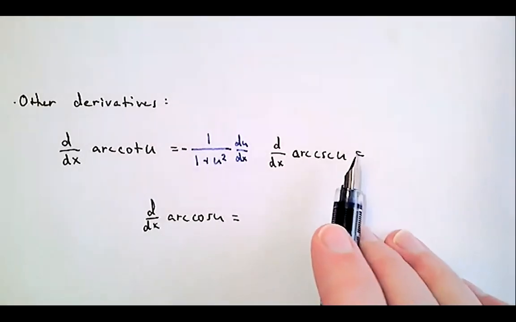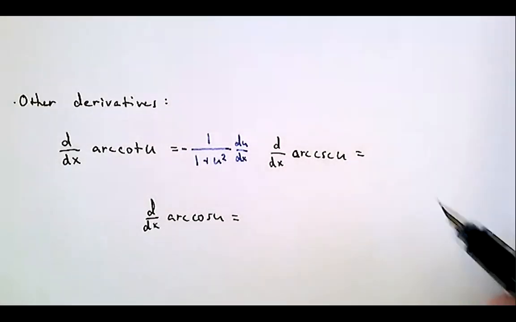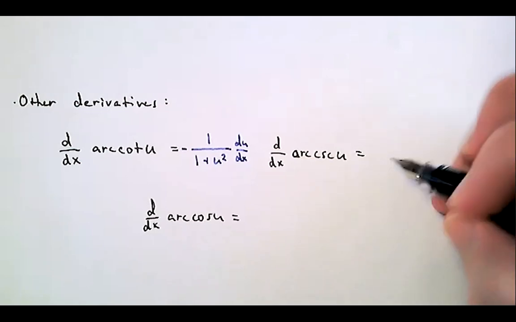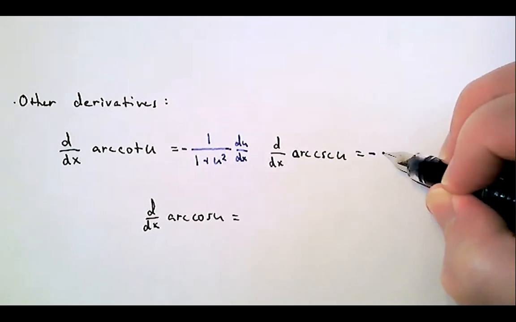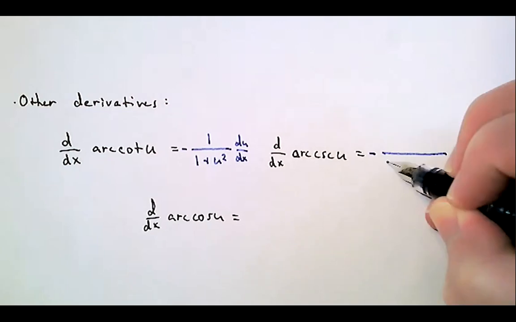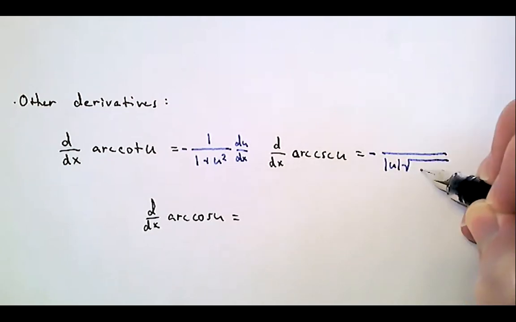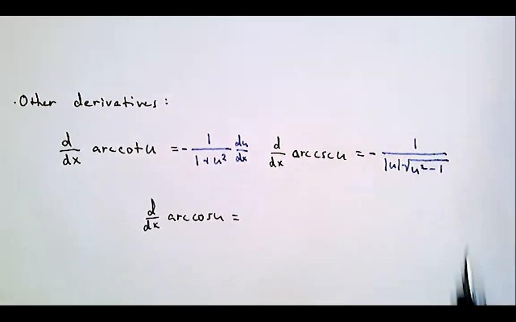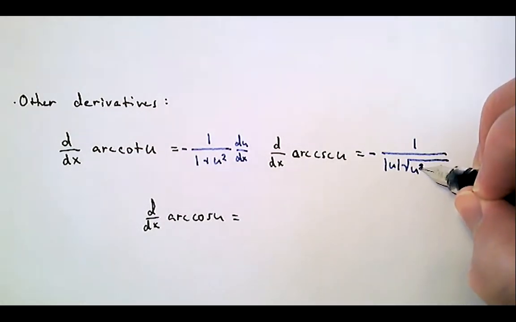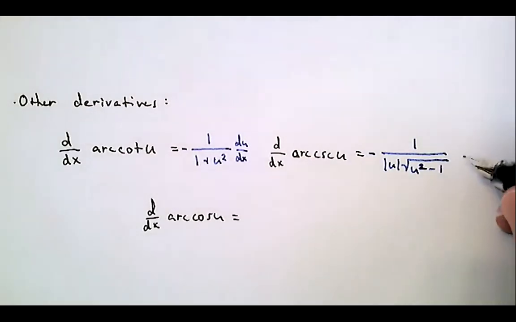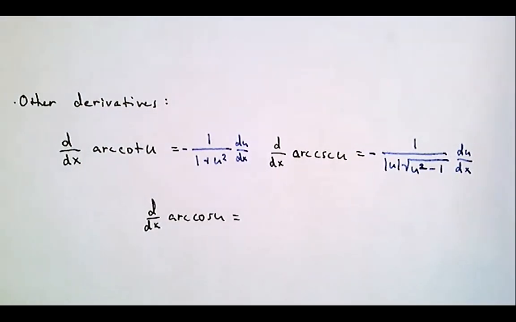And then for arc cosecant, we get a rule that's similar to arc secant, again with an extra minus sign in the front. But otherwise it looks the same. Still a 1 over the absolute value of u, and then a u squared minus 1. And the way I'm writing it, I need an inner derivative, a du dx.